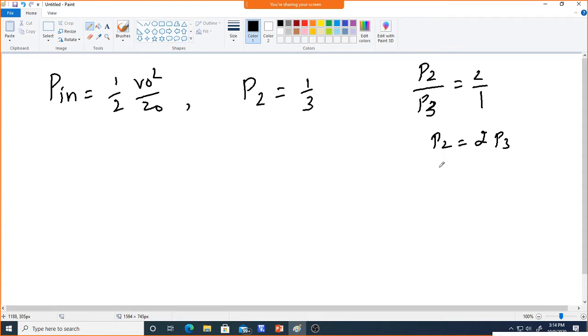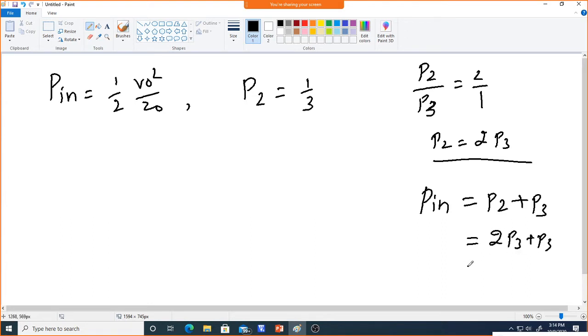Again I need to see the value of P2. Again we see P in equal to P2 plus P3, which is equal to 2 times P3 plus P3. So this is equal to 3 P3, so P3 equal to P in by 3, that is 1 by 3 of P in. So you will get P3 and P2.